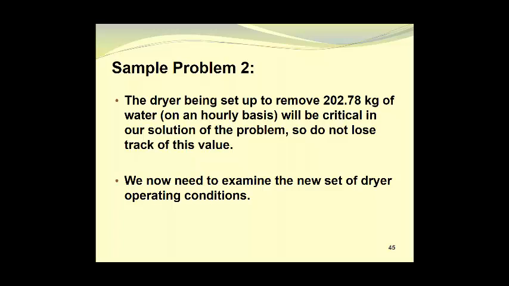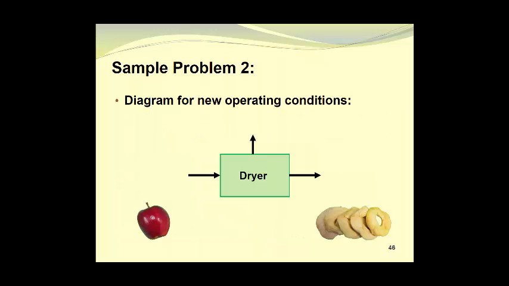We now need to examine the new set of dryer operating conditions. So a diagram is needed for the new conditions. Here's the diagram for the new operating conditions, and it's basically the same as we had before, except we're going to change the feed conditions slightly. We still have 250 kilograms per hour of fresh apples going in, but they are now at 84.5% moisture.